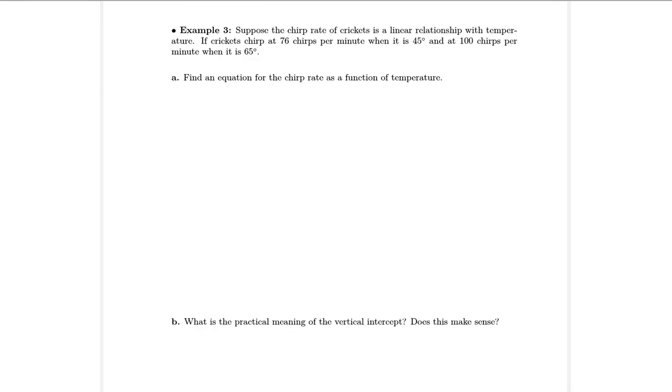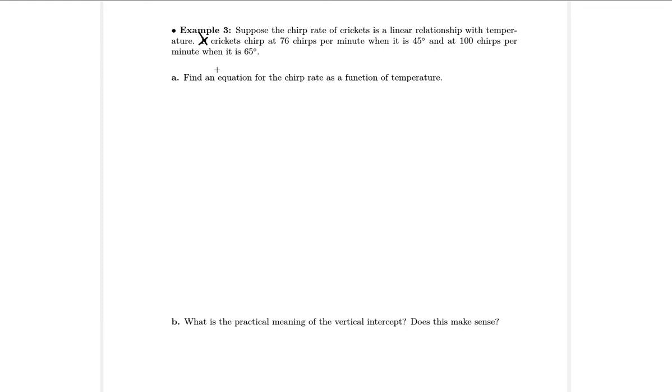All right, so let's do one last example here. Suppose that the chirp rate of crickets is a linear relationship with temperature. Crickets chirp at 76 chirps per minute when it is 45 degrees out, and 100 chirps per minute when it's 65 degrees out, and I guess we've got kind of a problem with this sentence. I'll just get rid of the word if, then the sentence makes a little more sense.